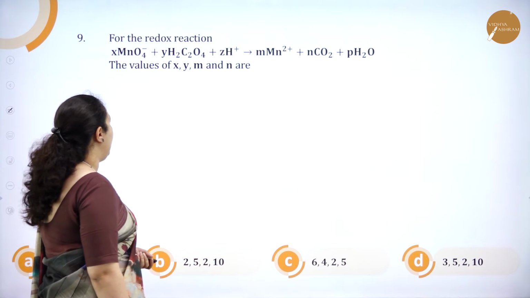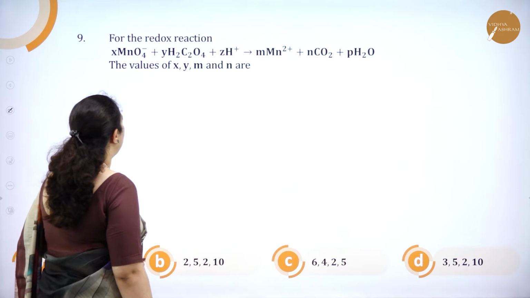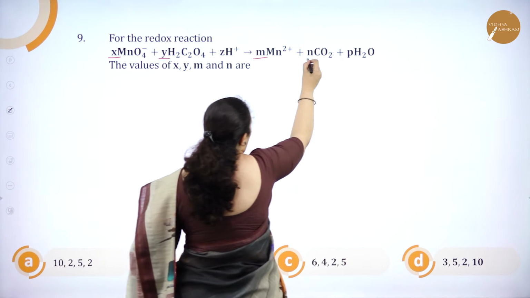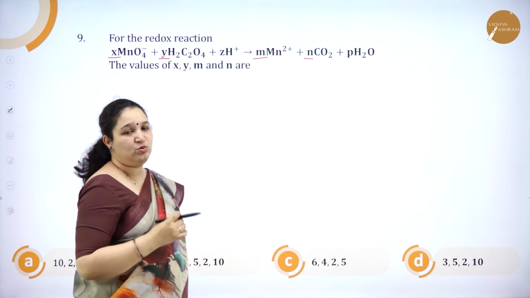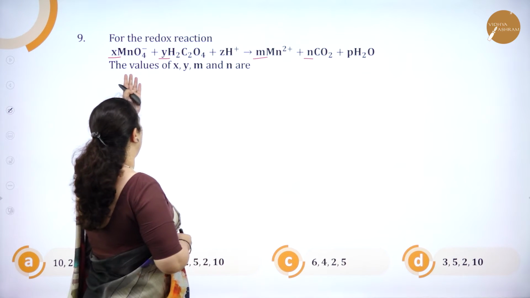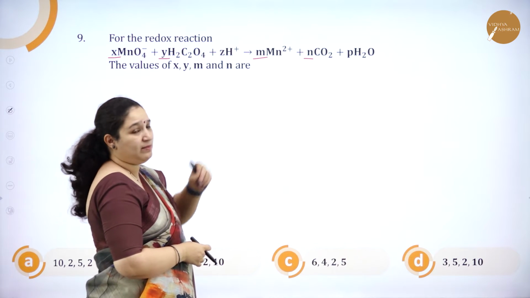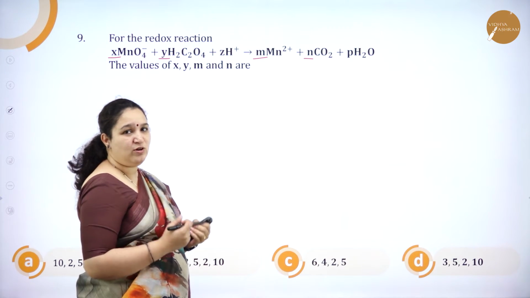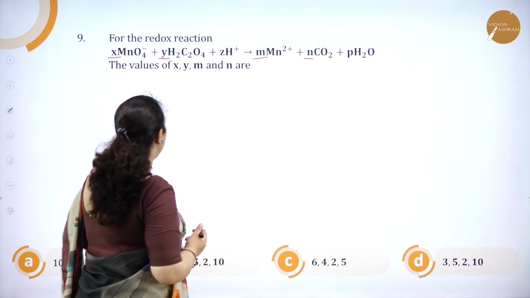For the redox reaction, they have given us one redox reaction. You have to find the values of X, Y, M and N. There are a number of ways to balance a redox reaction. Because they are asking only for MnO4 minus and oxalic acid and Mn plus 2 and carbon dioxide, it's quite simple. You have to just separate the equation, find out how many units difference is there, and balance it. Okay, so we will see.